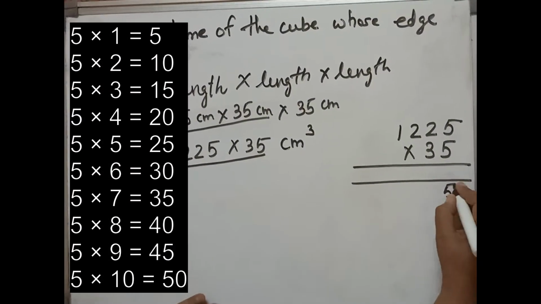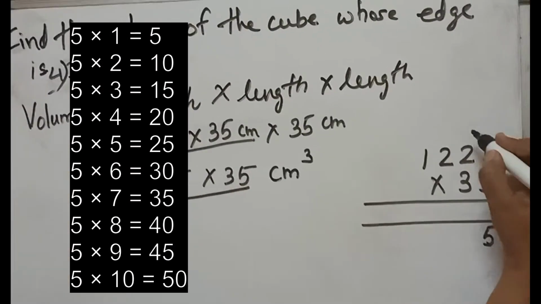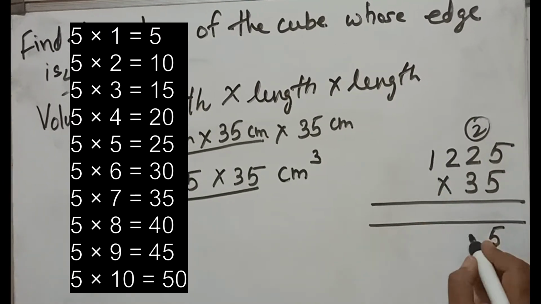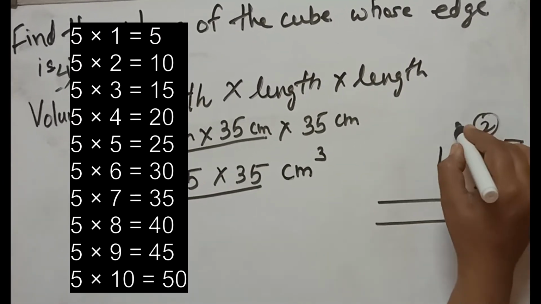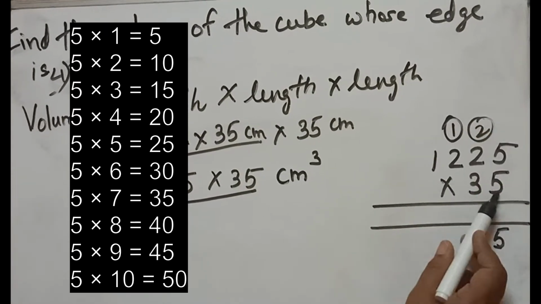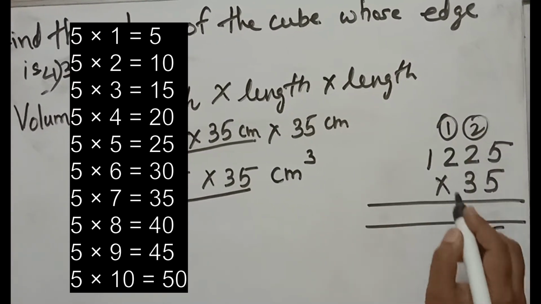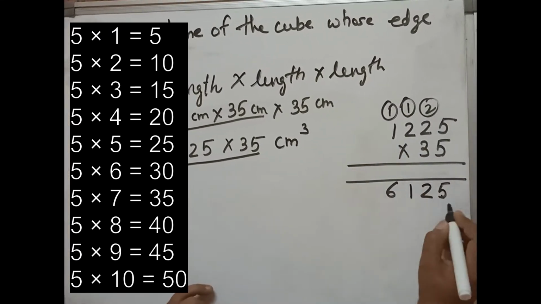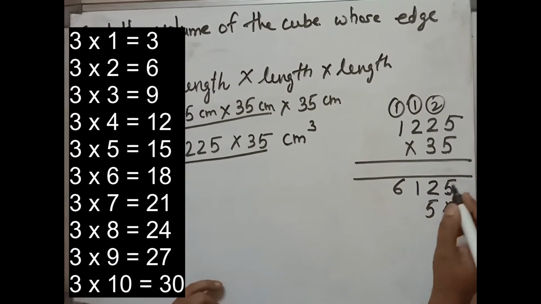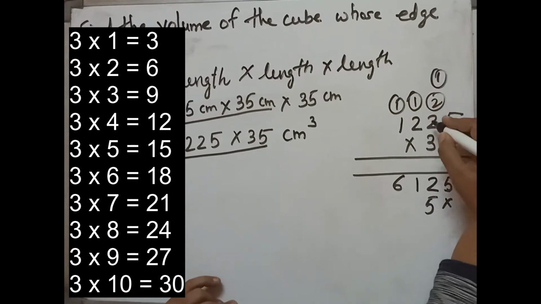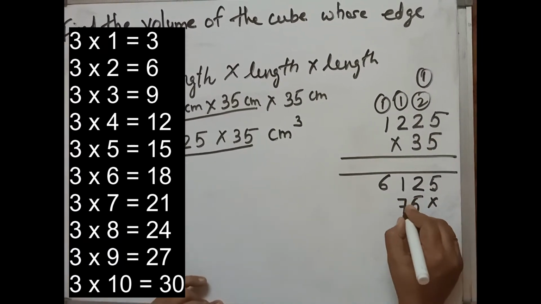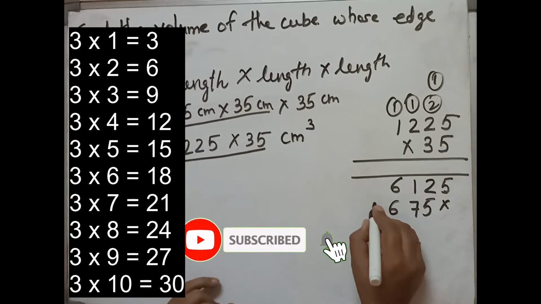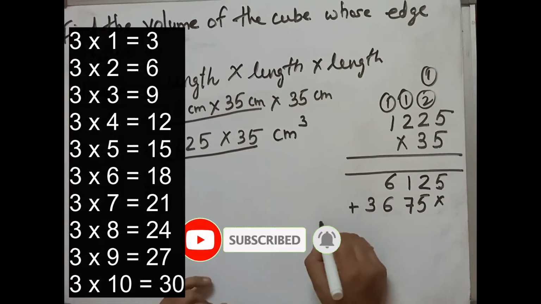5 5s are 25, 5 2 carry over. 5 2s are 10, 10 plus 2 is 12, 1 carry over. 5 2s are 10, 10 plus 1 is 11. 5 1s are 5, 5 plus 1 is 6. 3 5s are 15, 5 1 carry. 3 2s are 6, 6 plus 1 is 7. 3 2s are 6. 3 1s are 3.